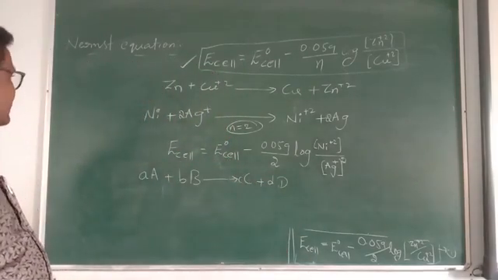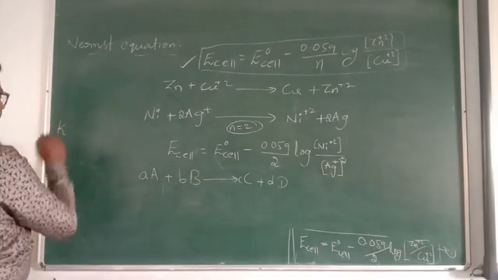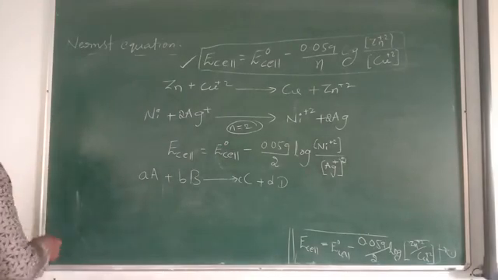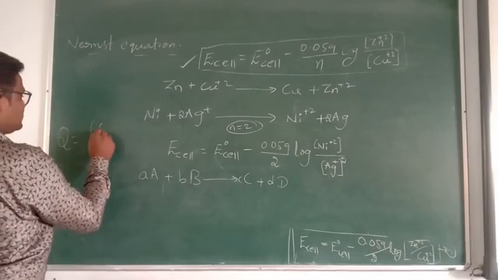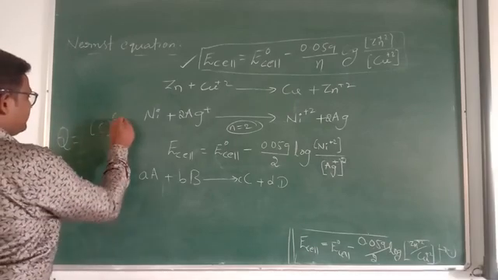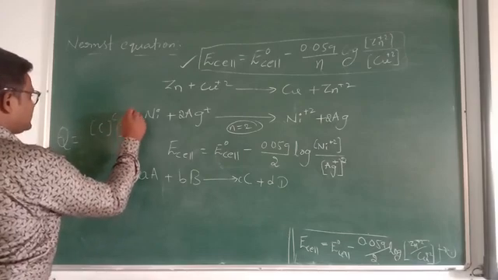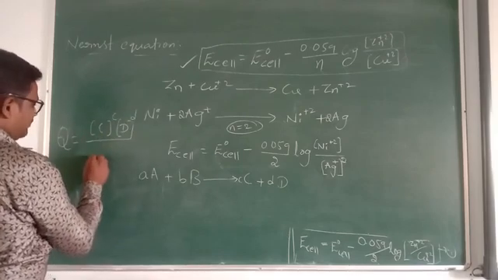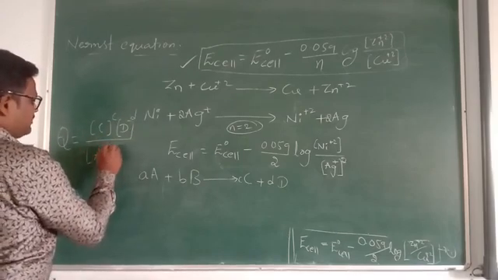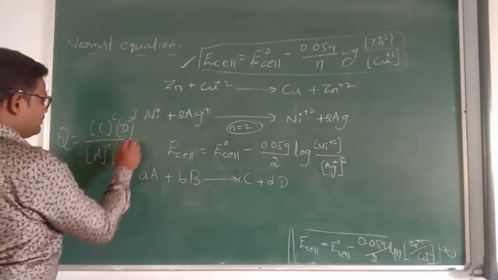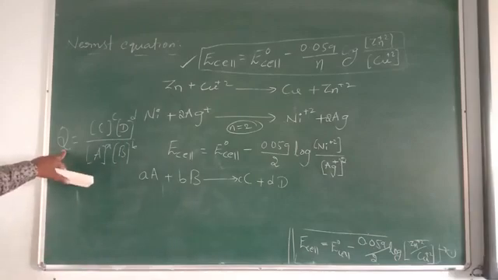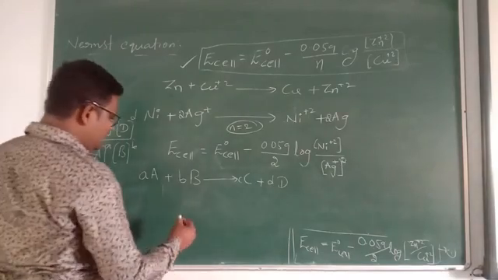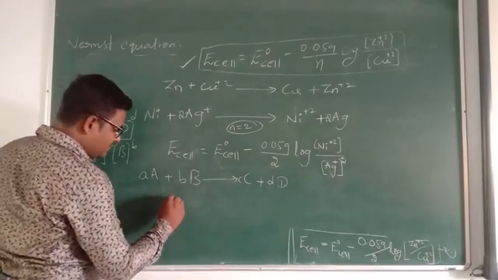For this K value we wrote the reaction quotient, or Q value. Reaction quotient Q is equal to the products' concentration raised to the power of the number of moles. We wrote like this, right? Did you remember or forget? A power a and B power b. You wrote like this, right? So reaction quotient Q.